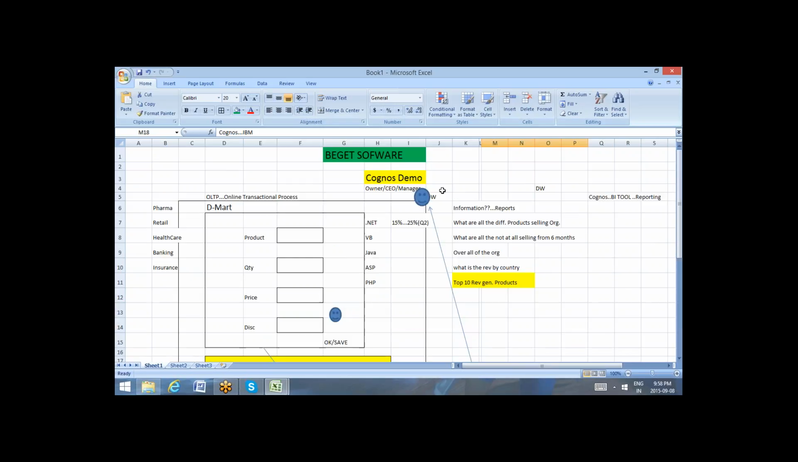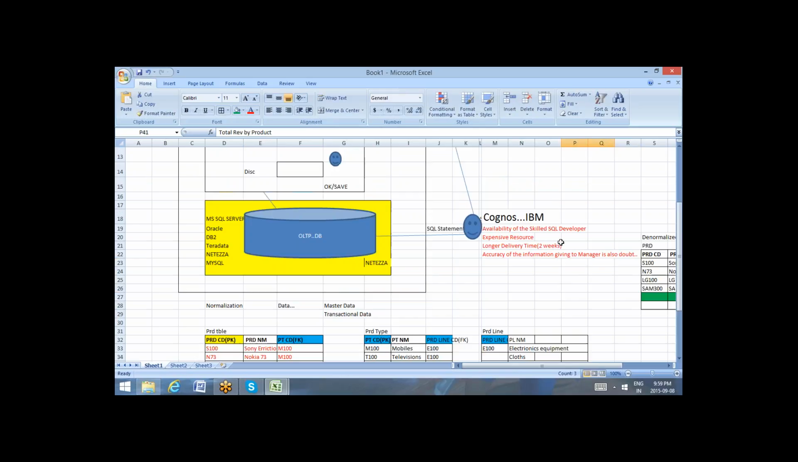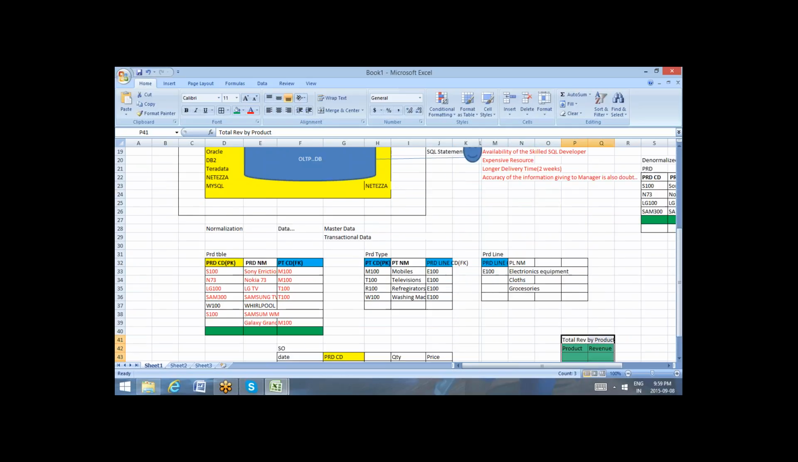Assume the manager who is running this business is expecting some kind of report called the total revenue by product. This is a very simple report he is expecting. He wants to know what total revenue is generated for each and every product he is selling in the organization. So if I want to submit this kind of report to this person, what do I need to do?